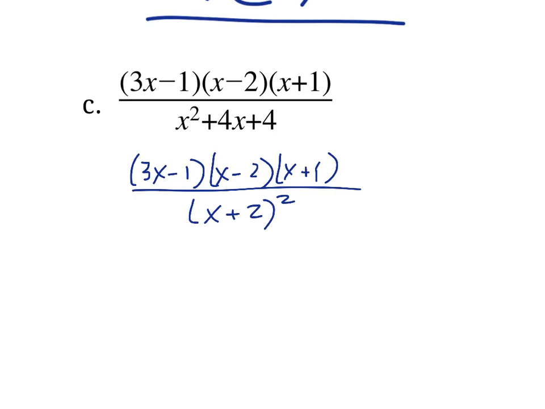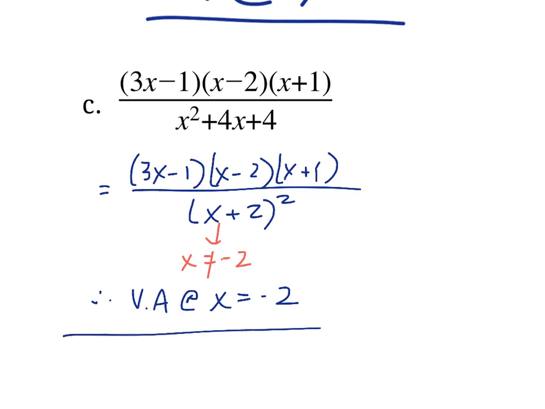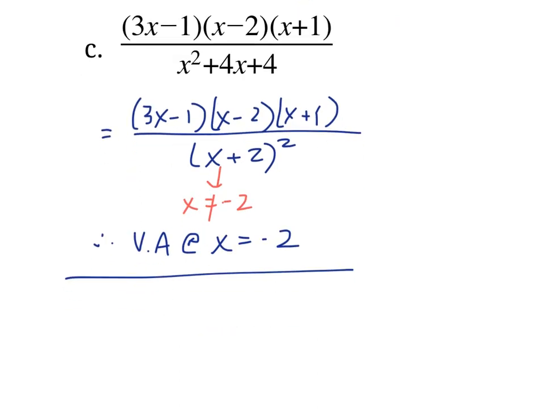Does anything cancel? Nope, doesn't really. Sort of boring, right? Nothing ends up canceling here. So that tells us we're going to have what kind of discontinuity? Well, this tells us that x cannot equal negative 2. So therefore, we have a vertical asymptote at x equals negative 2. It's not a hole because it appears in our final equation, right? And that's our only discontinuity.